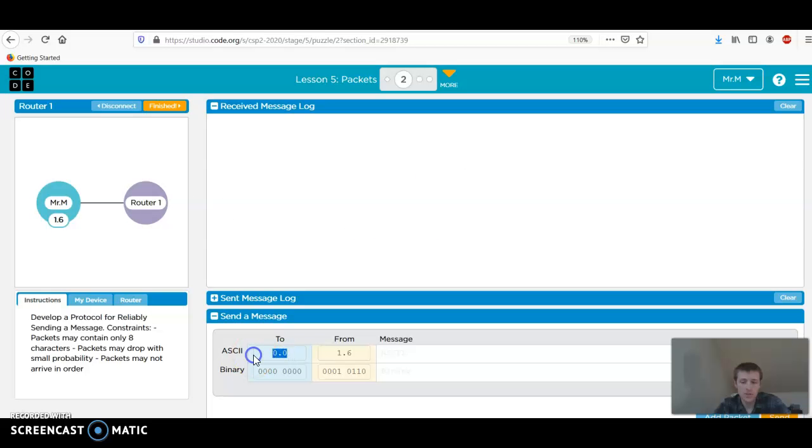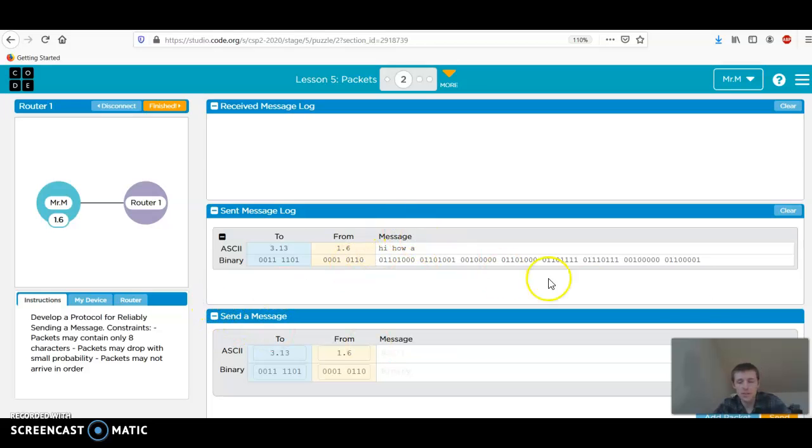So if I send something to 3.13 right here, and I say, "Hi, how are you?" you'll notice that the message doesn't actually get sent the way I intended. That's because it's too long. We now have a packet size limit of 80 bits. Notice 16 of those are already taken up by our metadata, the to and from information. So we need to account for that.